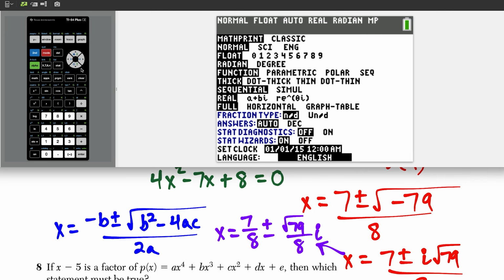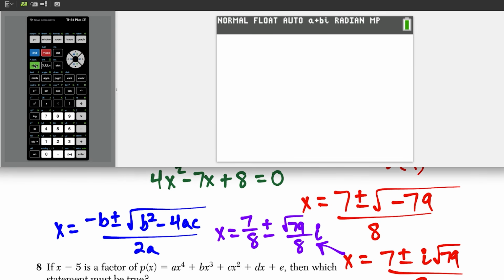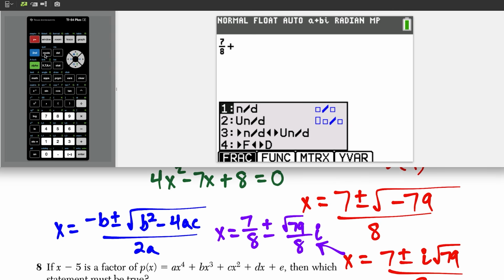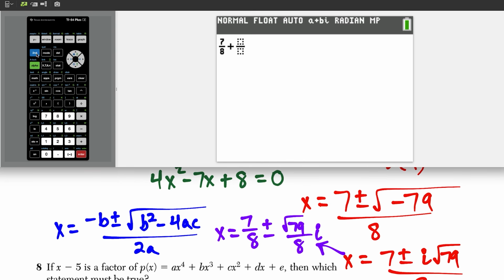So if you're going to check your answer to a question like this, you have to go to mode and switch from real to imaginary, or we could say here a plus bi. This allows us to type in complex numbers. And now I'll write in, we have alpha y equals enter, 7 over 8. And then the rest here we have plus or minus, but I'm just going to write plus first. And then we have alpha y equals enter, we have square root of, so second x squared. We have 79 on the inside, and then 8 in the denominator.